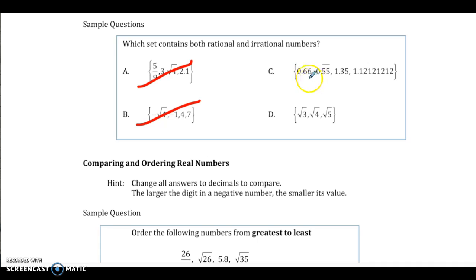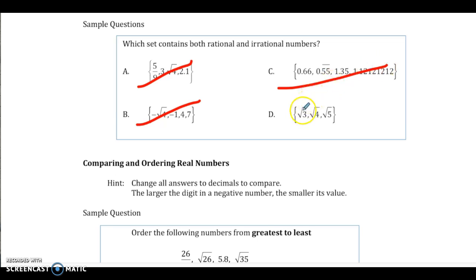So if we look at C, we've got a decimal that ends or terminates, rational. We have a repeating decimal, rational. 1.35, a terminating decimal, and then this is 1.121212. They don't tell us it repeats, so in this case, I'm assuming it's going to end or terminate, but it's still a rational number. So all three of these instances contain rational numbers.